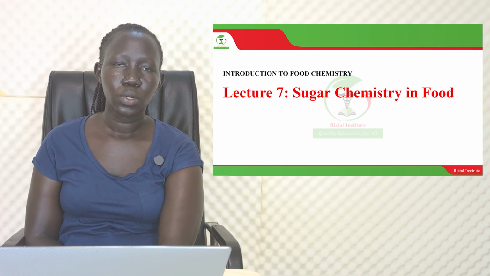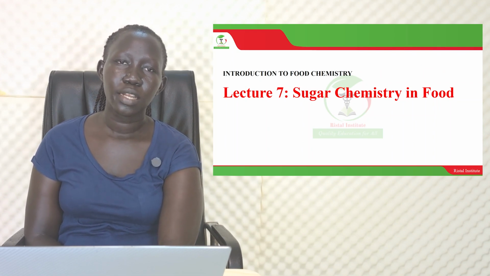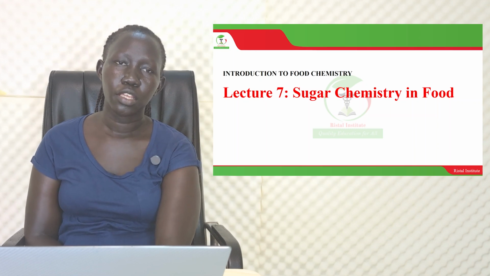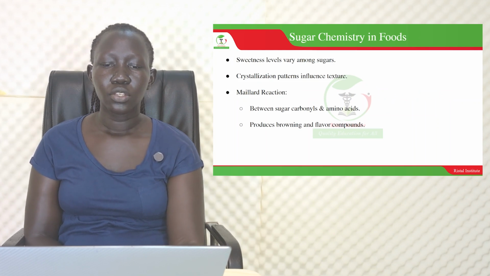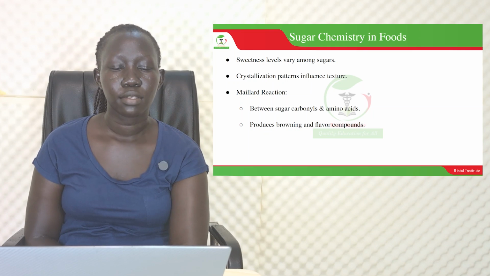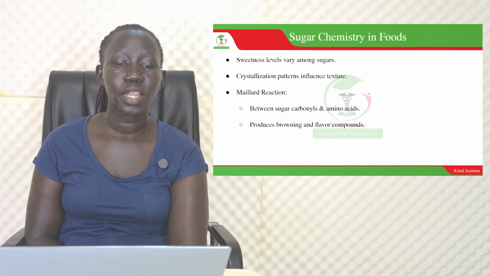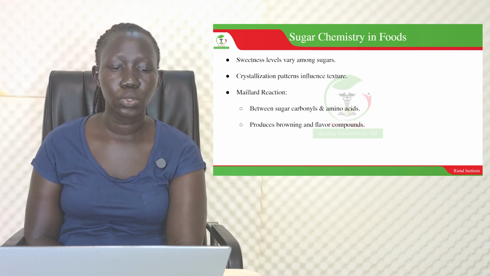We are now going to look at lecture 7 of Introduction to Food Chemistry, and we want to understand the sugar chemistry in food. Sweetness levels vary among different sugars, and crystallization patterns can also influence the texture of various sugars.